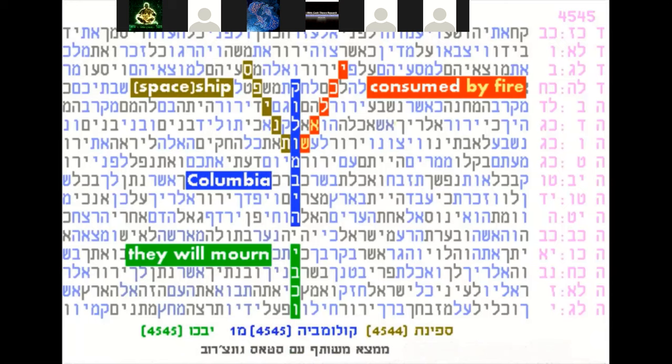And to repeat the whole idea, in the plain text, it says a consuming fire, Eish Akhlah. This is the only place where the word fire in the Torah is combined with something that means consumed. So out of 300,000 letters, this repetition is right where it's supposed to be.